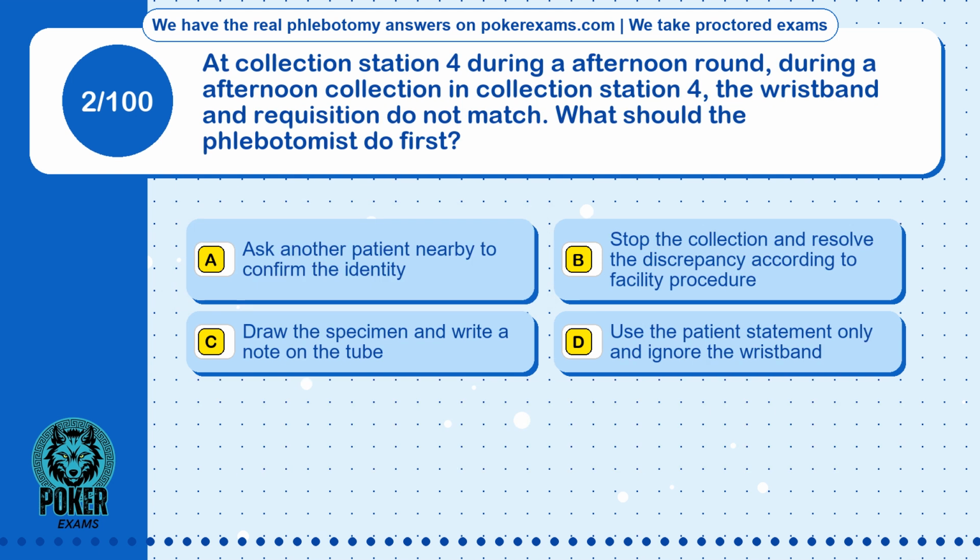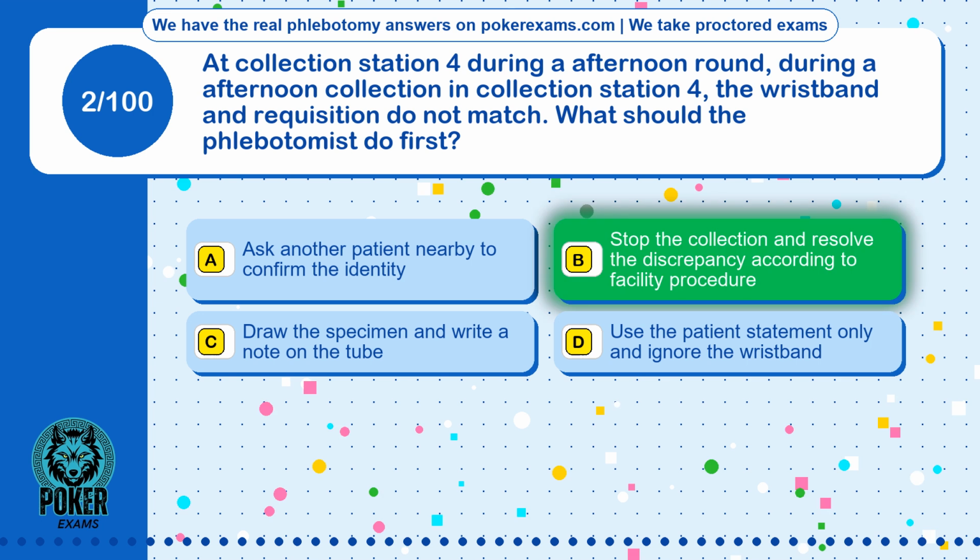Question 2. During an afternoon collection at collection station 4, the wristband and requisition do not match. What should the phlebotomist do first? Option A. Ask another patient nearby to confirm the identity. Option B. Stop the collection and resolve the discrepancy according to facility procedure. Option C. Draw the specimen and write a note on the tube. Option D. Use the patient statement only and ignore the wristband.